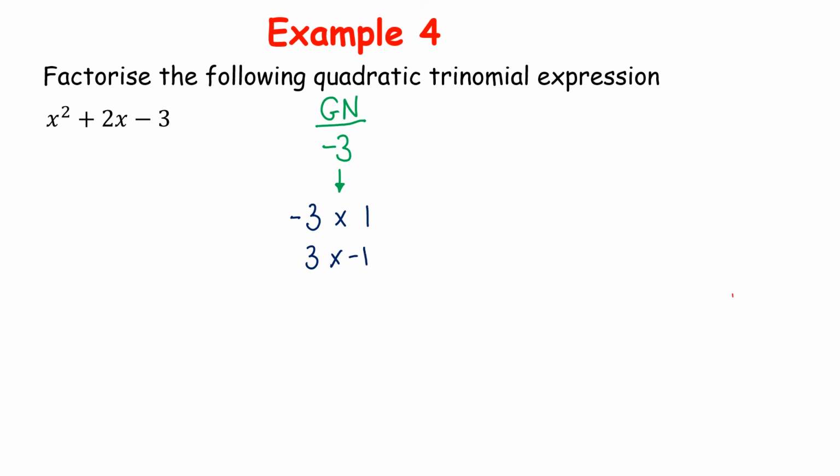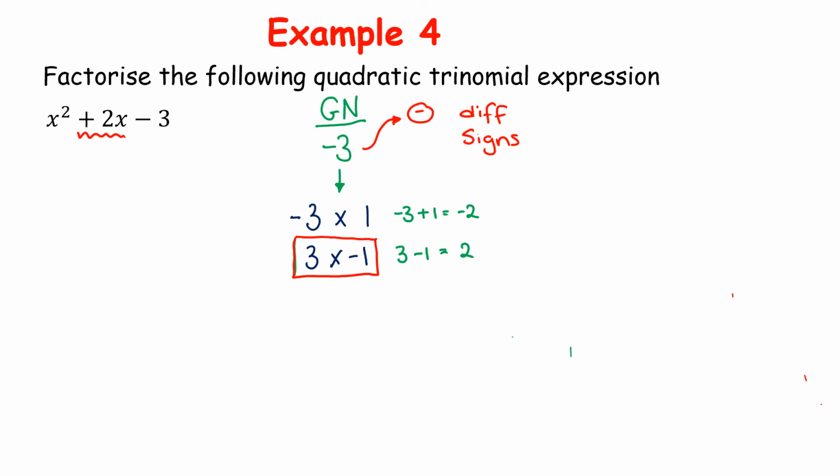And they will both give me minus 3. So we have this minus here, and what the minus tells us, just like the plus meant that we had the same signs, these mean we have different signs. And we need to figure out which one will add to give me plus 2x. So here, if I was doing it, that would be minus 3 plus 1 would equal minus 2. Here will be 3 minus 1 equals 2. So the correct one is 3 multiplied by minus 1.